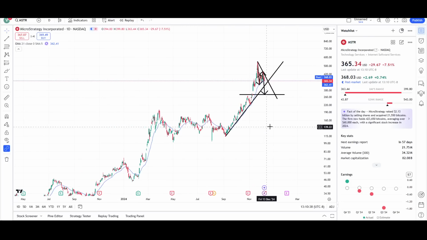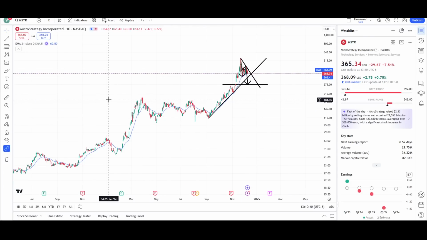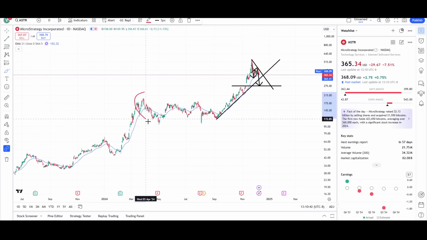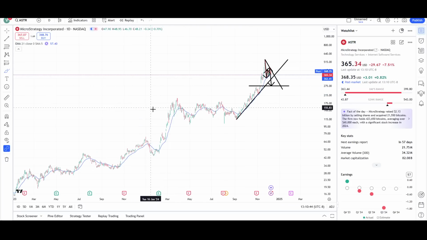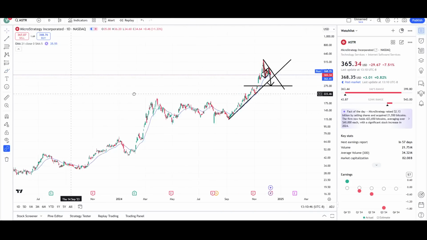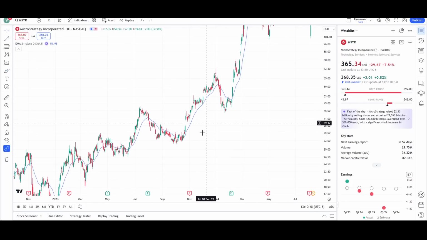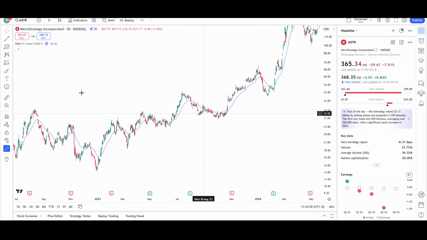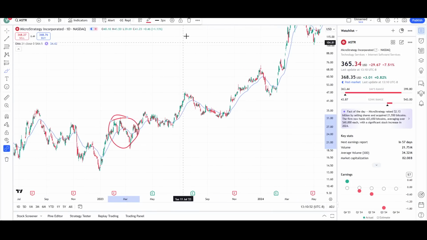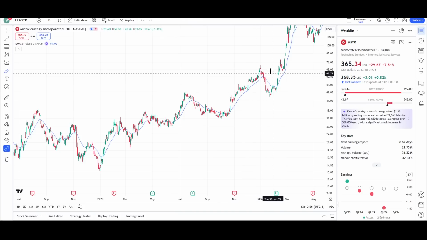And again, it's a pullback, right? This looks very reminiscent of what happened back over here in the past, so it's nothing out of the ordinary. Every uptrend has a pullback. You can see that this entire uptrend right here, what are all these? These are all pullbacks, sometimes 10%, sometimes 20 or 30, sometimes even more, right?